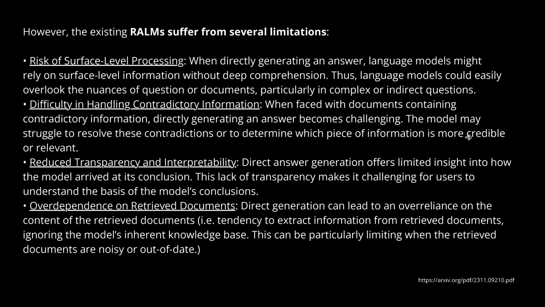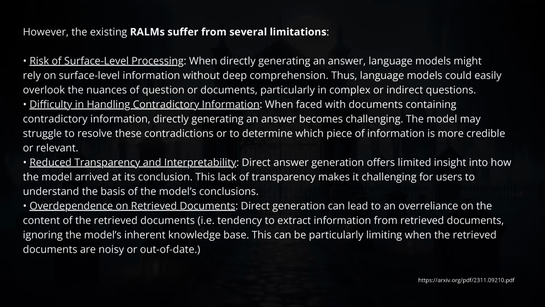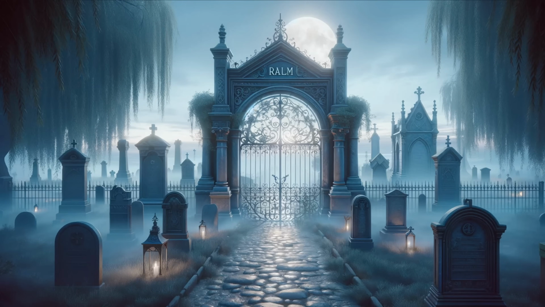And if we follow the authors of these studies here and we look now here, that RALM suffers from several further limitations here. Risk of surface level processing, difficulty in handling contradictory information, reduced transparency, reduced interpretability, overdependence on retrieved arguments. And I'm running out of space here, but read this. This is really interesting. We come to one conclusion. Yes, this is the way it's gonna be.